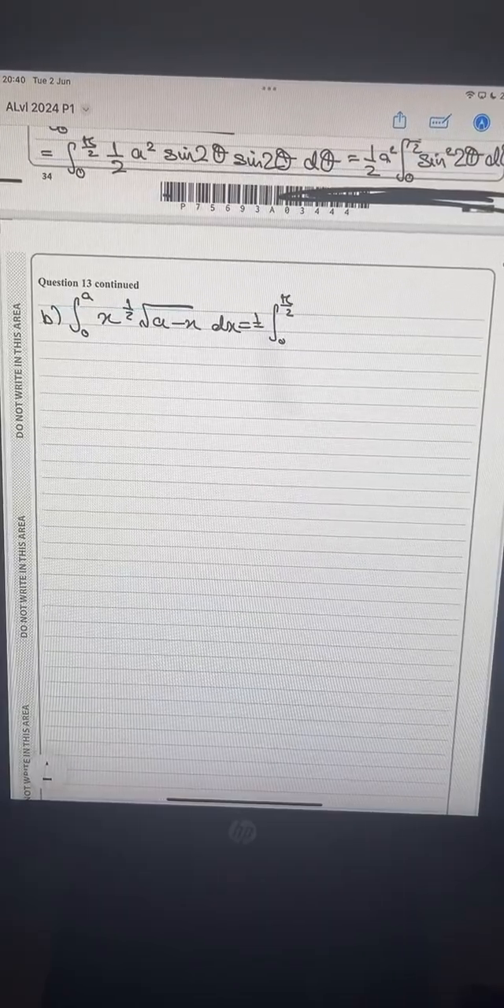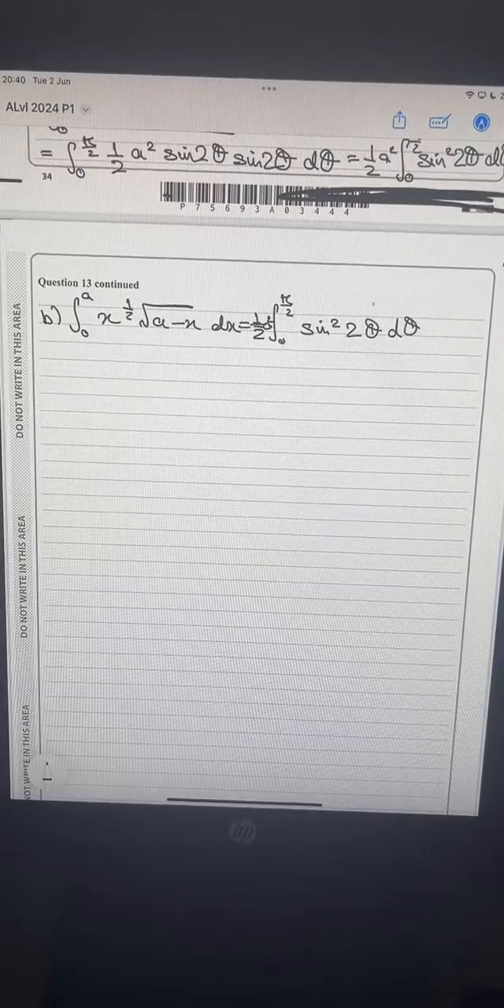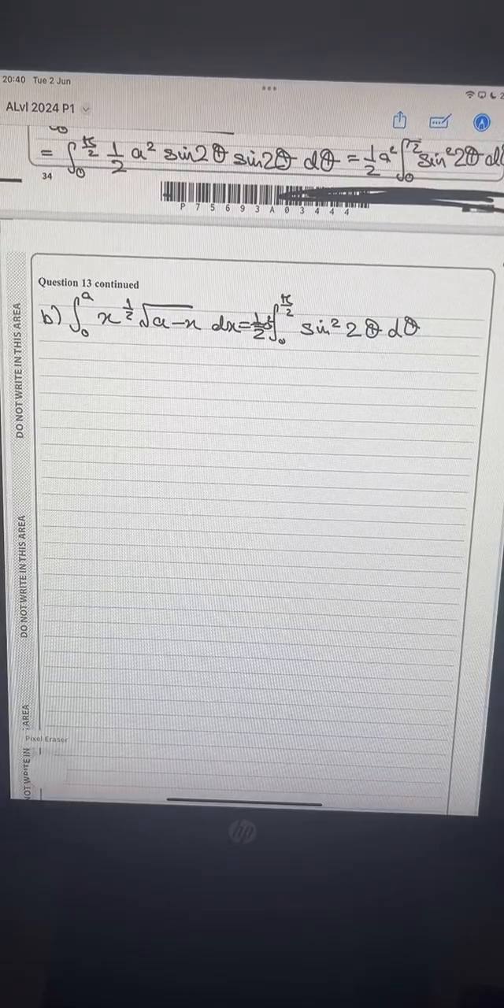That is equal to a half a squared, that's what I've just found, of sine squared 2 theta d theta. So I need to integrate this thing here. You cannot integrate sine squared of 2 theta directly, so you need to use the double angle formulas to convert the sine squared back.